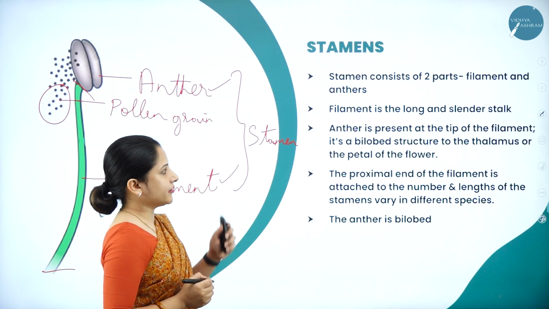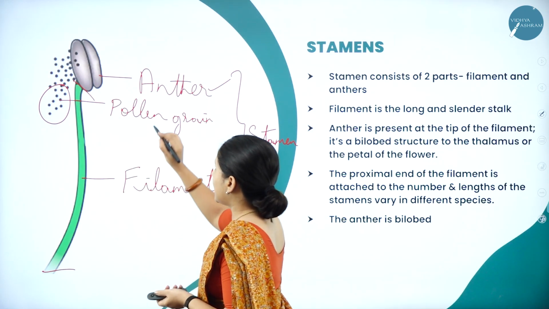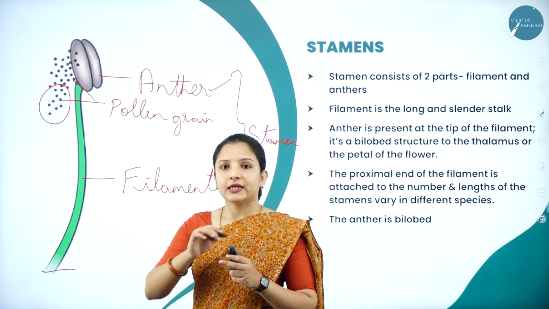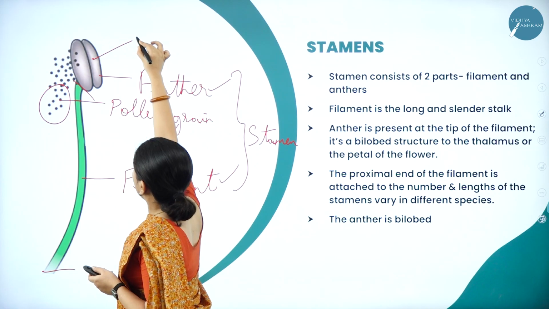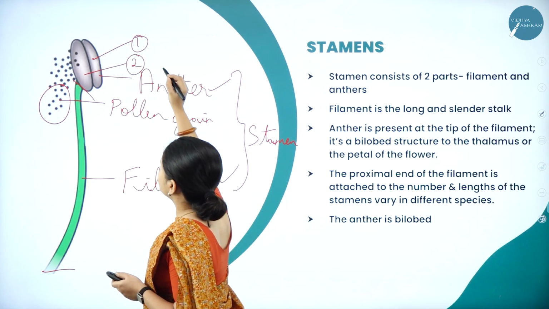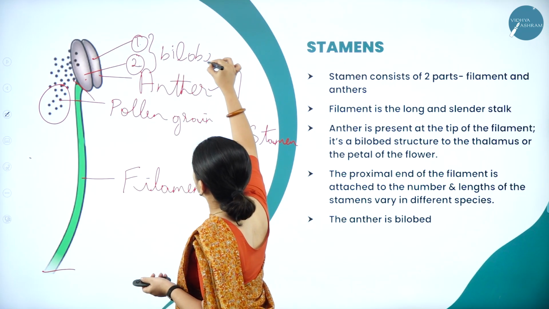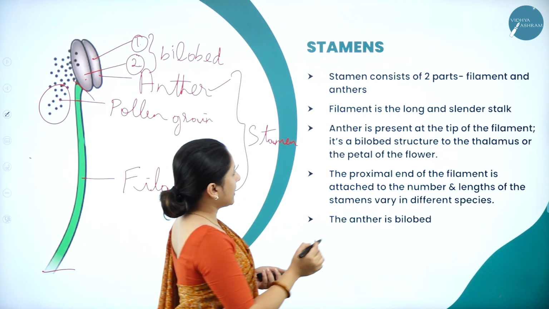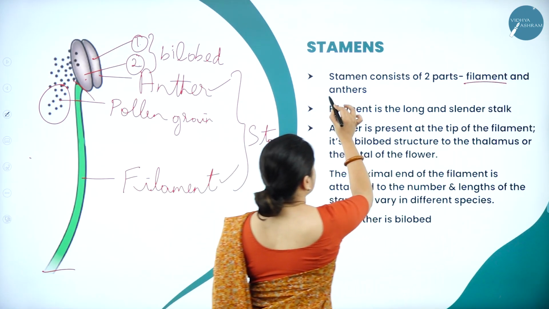Next we have the anther. At the tip of the filament, you have the anther. The anther is bilobed. Bi means two. Lobes, it is a loop-like structure. When you see, you can see one lobe here and the second lobe here. So two lobes are there. That is why it is called bilobed. So the stamen consists of two parts, that is the filament and the anthers.